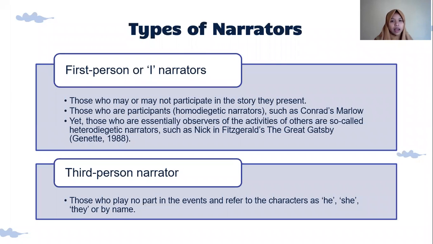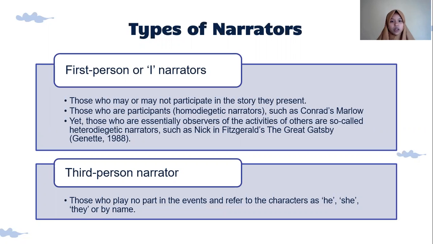And here there are types of narrators. The first type is first person, or I, narrators, those who may or may not participate in the story they present. Those who are participants are also called homodiegetic narrators, such as Conrad's Marlowe. Marlowe is a character in the story, but he is also the narrator of the story. So the role of Marlowe in the novel Heart of Darkness is considered a homodiegetic narrator.